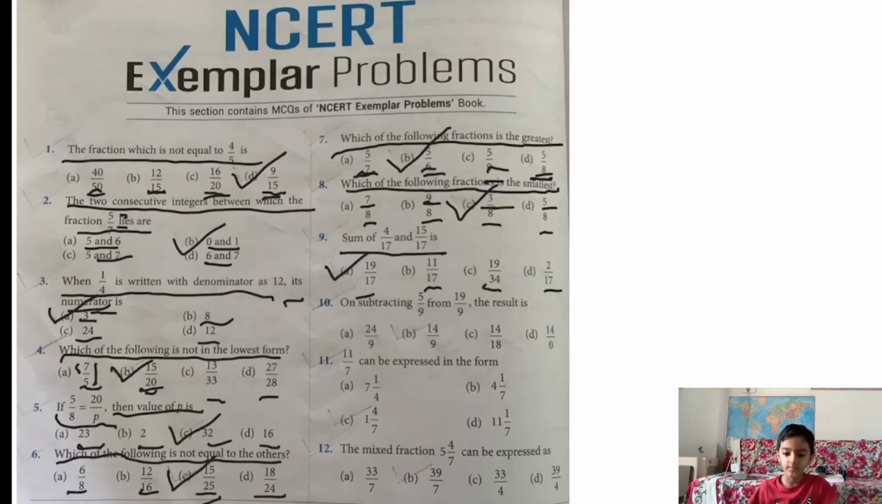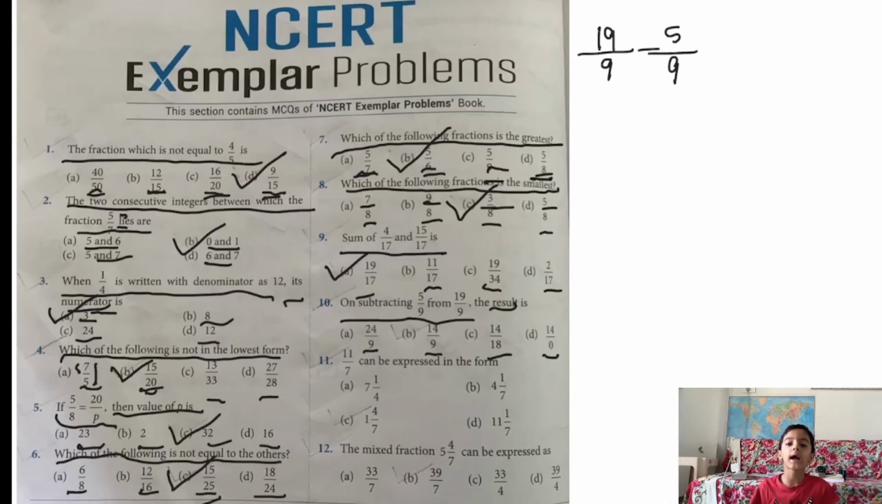10th question. On subtracting 5 by 9 from 19 by 9, the result is, the options are 24 by 9, 14 by 9, 14 by 18 and 14 by 0. Here we have to find out the result of 19 by 9 minus 5 by 9. We'll write it. 19 by 9 minus 5 by 9.